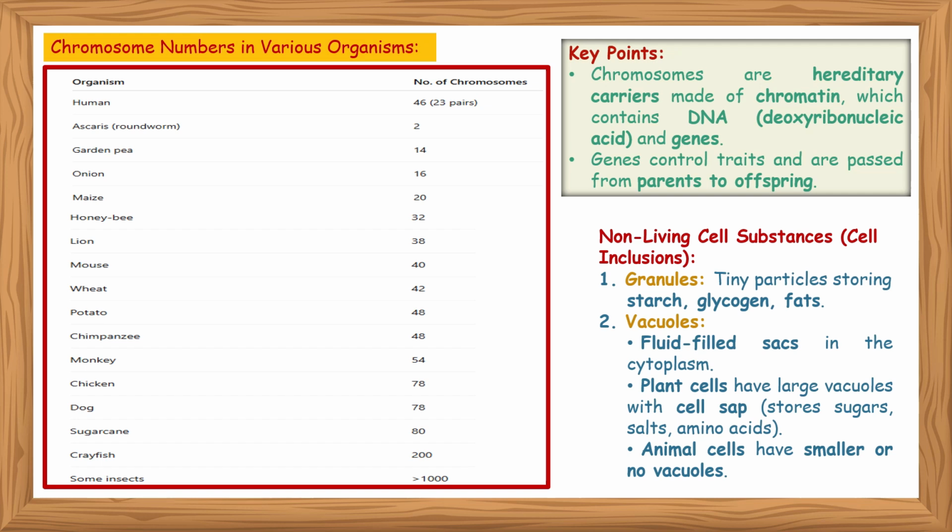Non-living substances or cellular inclusions are granules, tiny particles storing starch, glycogen or fat. Vacuoles are fluid filled sacs present in the cytoplasm. Plant cells have large vacuoles with cell sap, which store sugar, salt and amino acids. Animal cells have smaller vacuoles, or none at all.